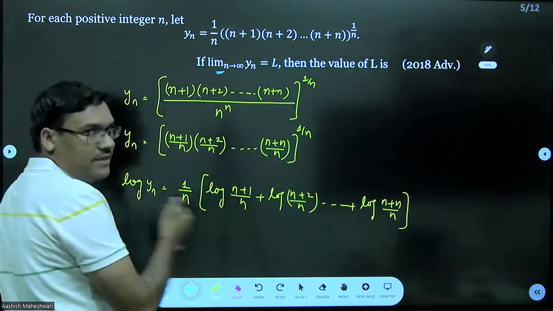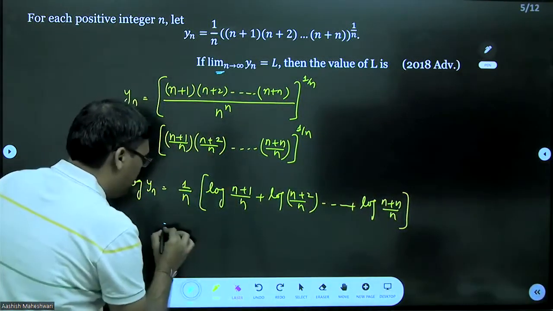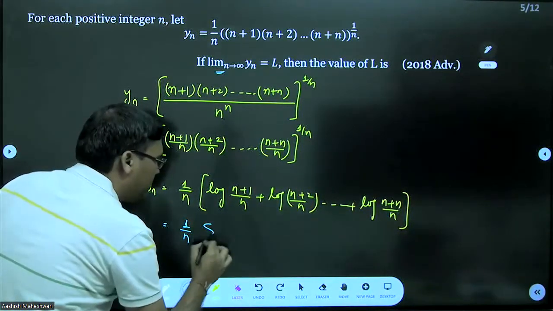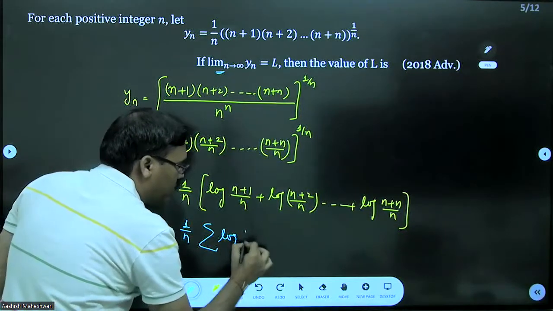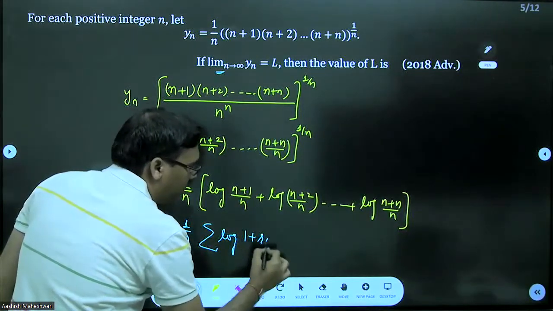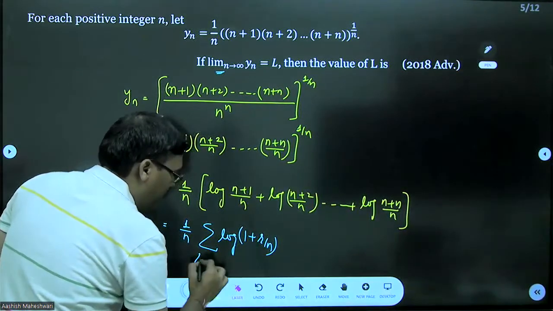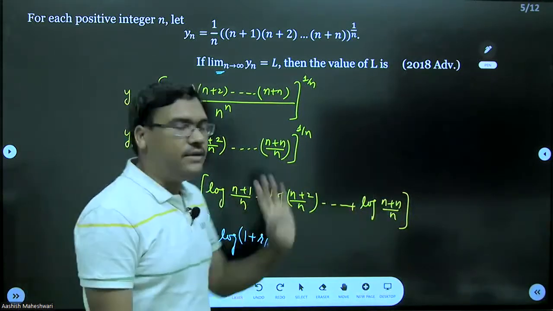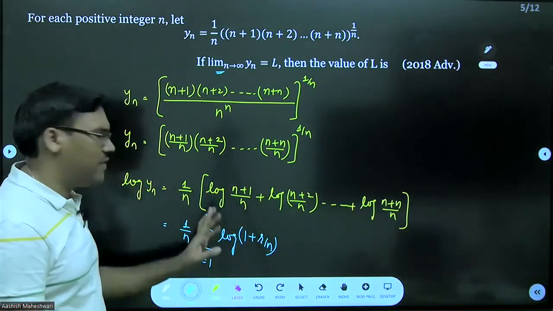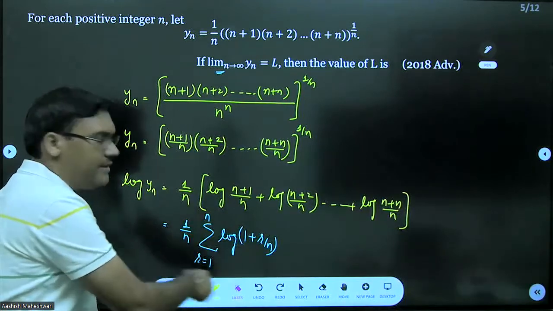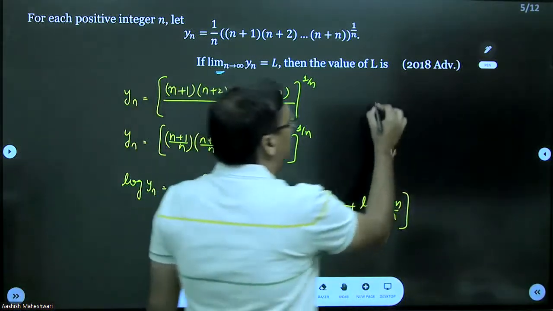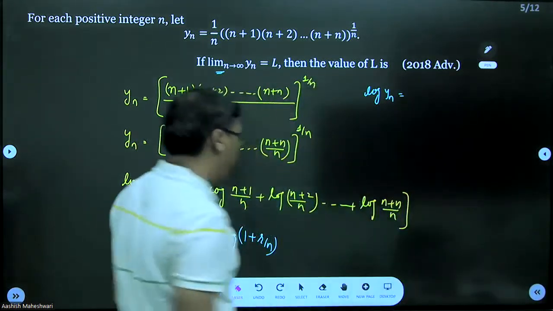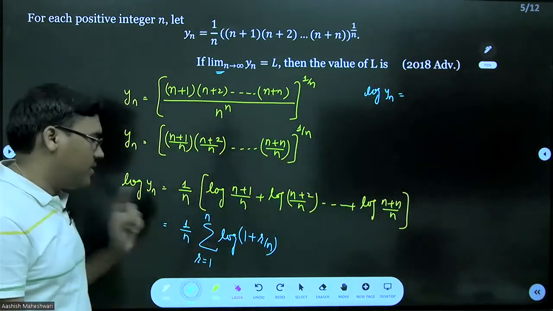So if I take limit n tends to infinity, I can write it here, this is 1 by n sigma log (1 plus r by n). You can check this expression where r is varying from 1 to n, r equal to 1, 2, 3 and n. Correct? Sigma में convert कर दिया. Now if I take n tends to infinity, can I say this is equal to log yn?